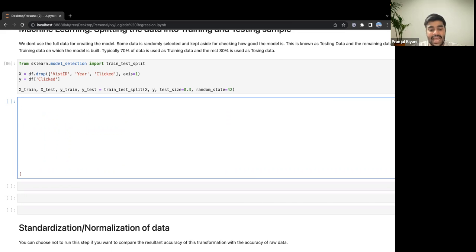If you pass this as an array 1, 2, 3, and if you pass another array 4, 5, 6, the model knows that it is going to compare 4 with 1, 5 with 2, and 6 with 3. Is that clear?